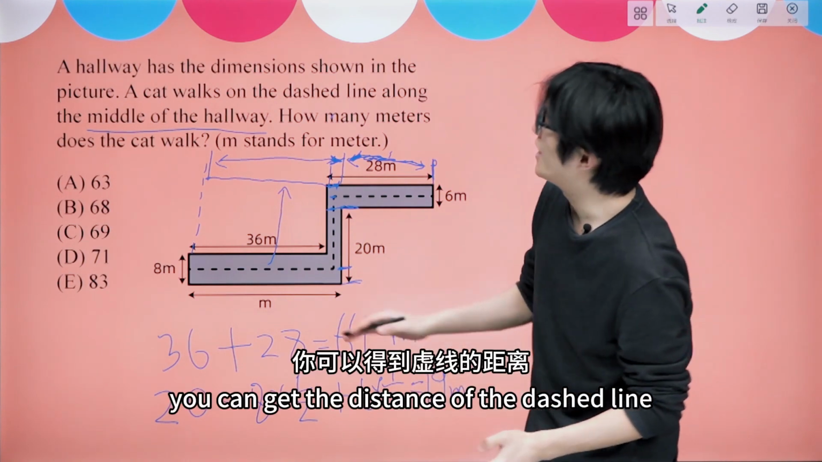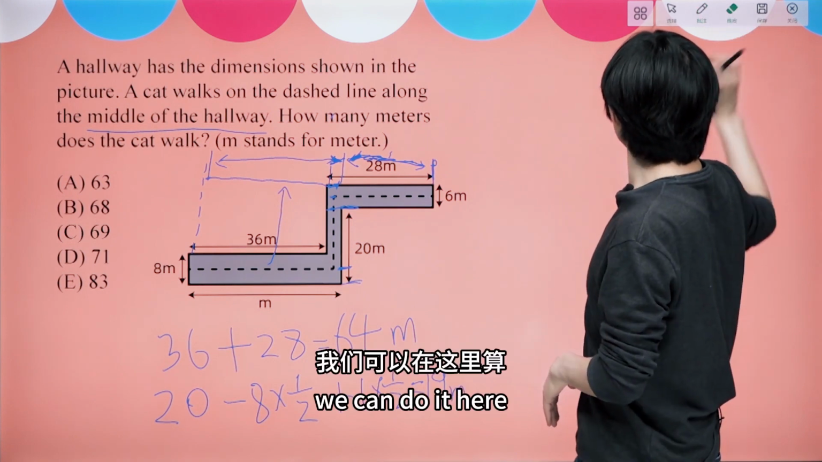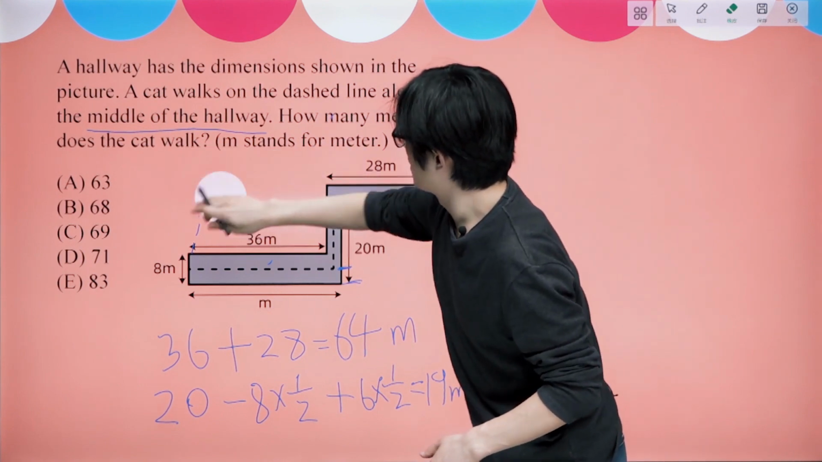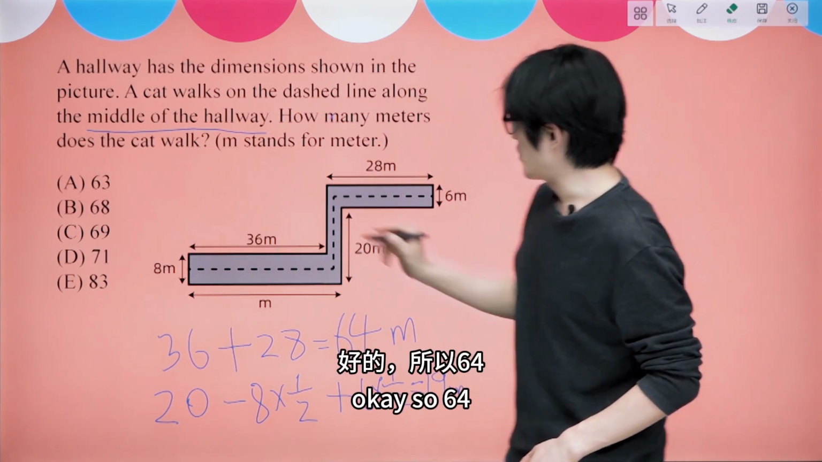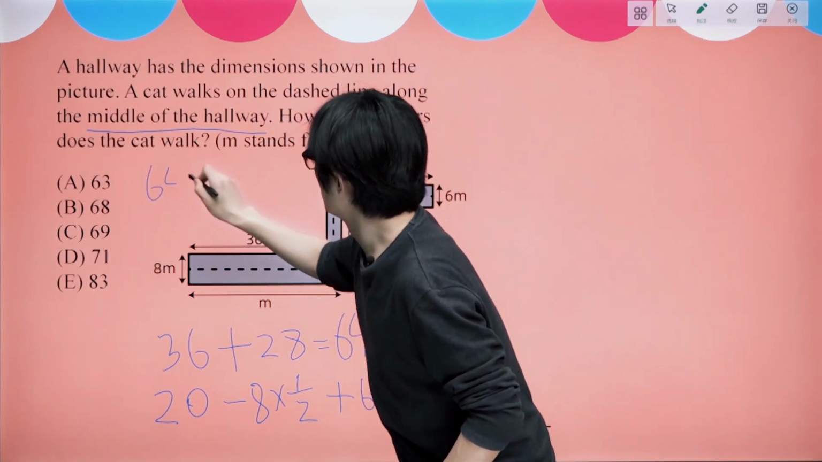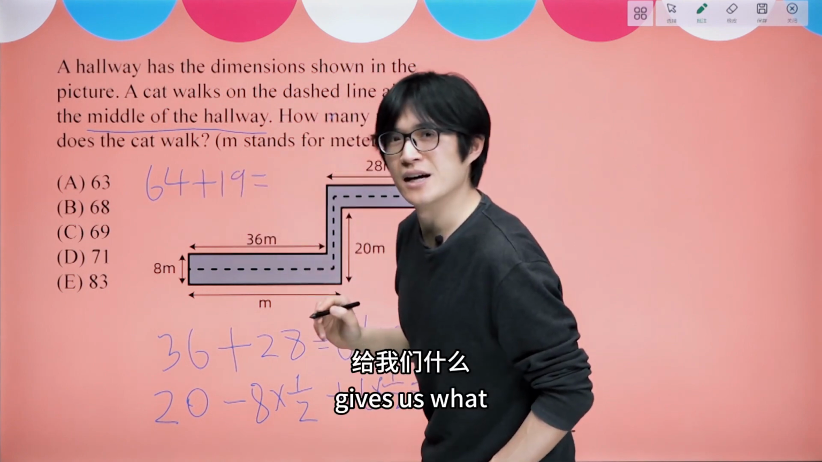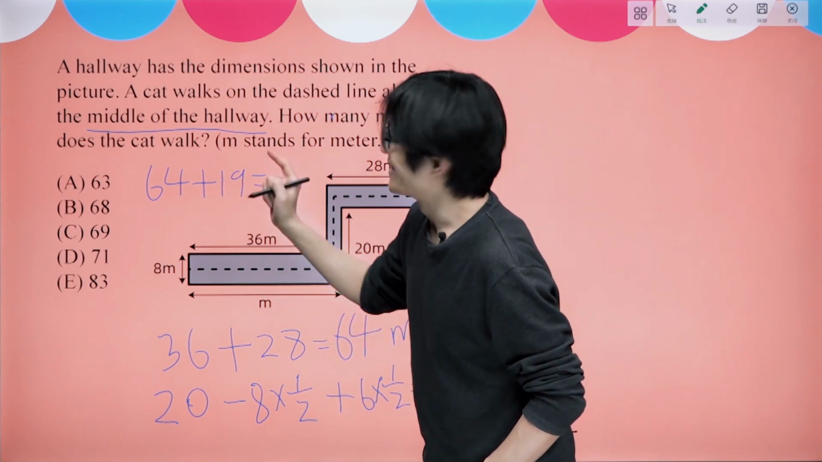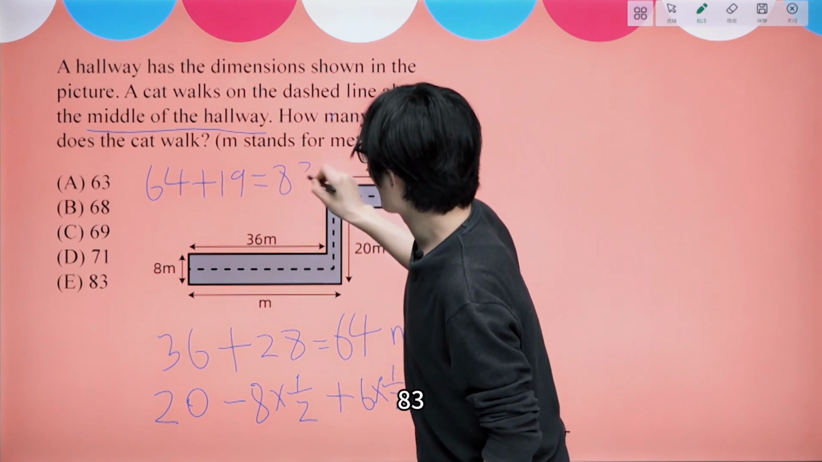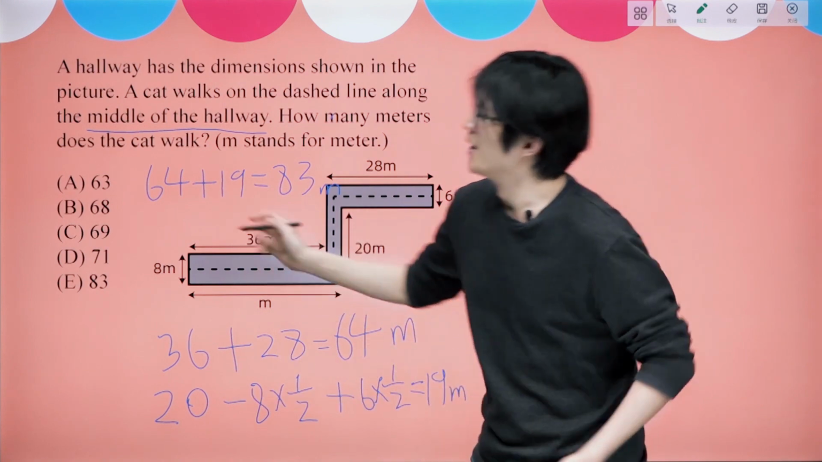And now you have the horizontal part, you have the vertical part, you add them up, you can get the distance of the dashed line. So what it will be, we can do it here. Here we go. Okay, so 64 plus 19 gives us what? 70 or 80? Yeah, 83 meters. Okay, so where's the option?